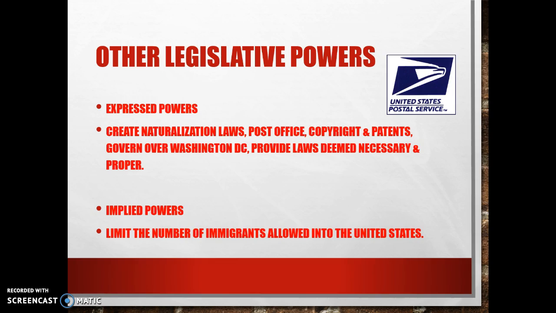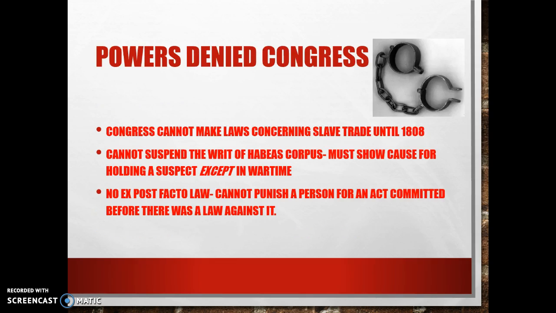When it comes to implied powers here, they're going to be able to limit the number of immigrants allowed into the United States as part of those naturalization laws. Now, there's several powers that are denied Congress, and they're literally written out in the Constitution.